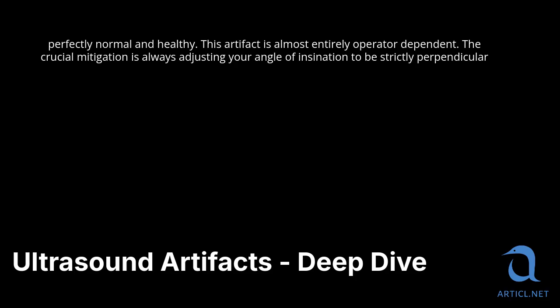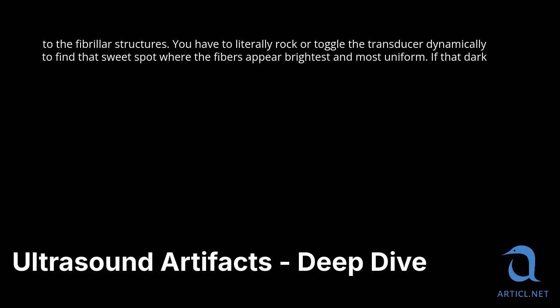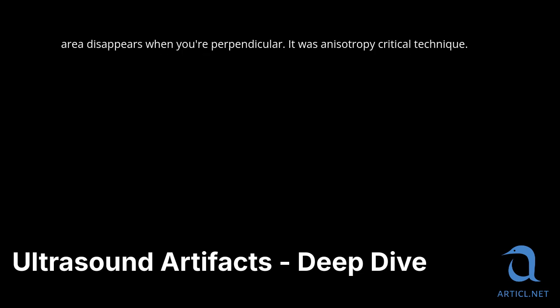The crucial mitigation is always adjusting your angle of inclination to be strictly perpendicular to the fibrillar structures. You have to literally rock or toggle the transducer dynamically to find that sweet spot where the fibers appear brightest and most uniform. If that dark area disappears when you're perpendicular, it was anisotropy. Critical technique point there. Rock that probe.